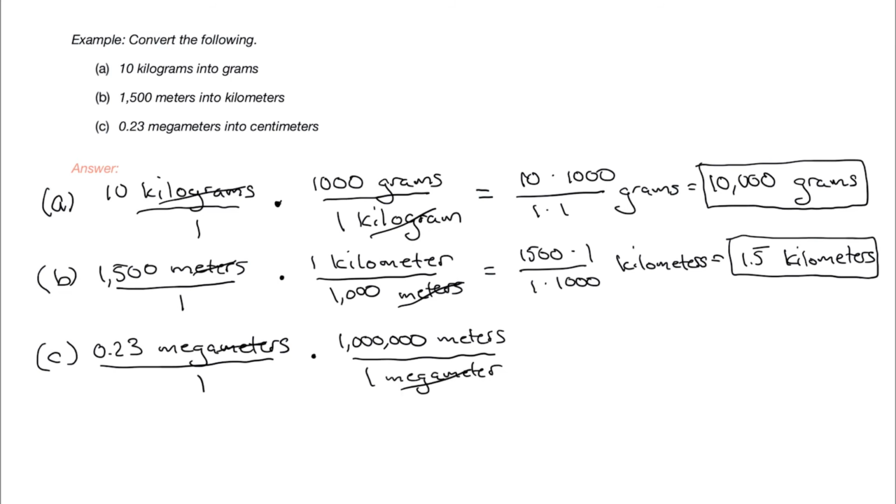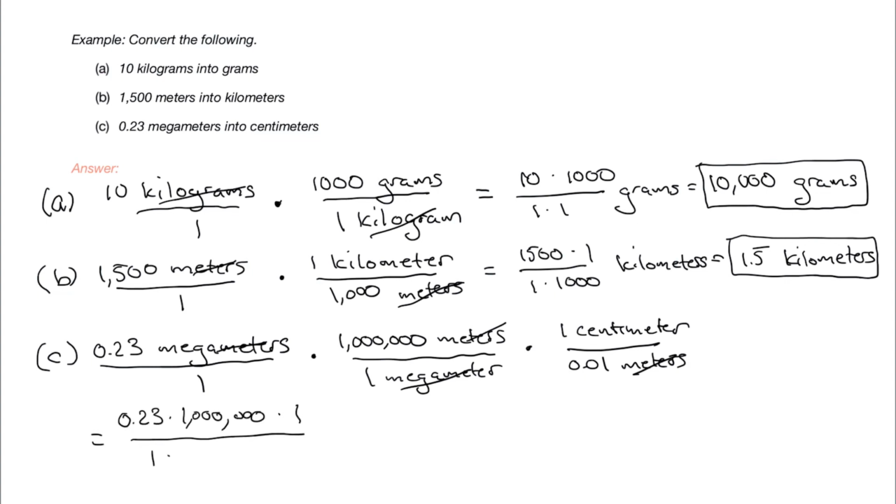We will now convert from meters to centimeters. In this case, we look up our conversion in the table. This time, 1 meter is the same as 0.01 centimeters. We write meters on the bottom so that it cancels. Now all we're left to do is gather all our numbers together and simplify to arrive at our answer, which in this case is 23 million centimeters.